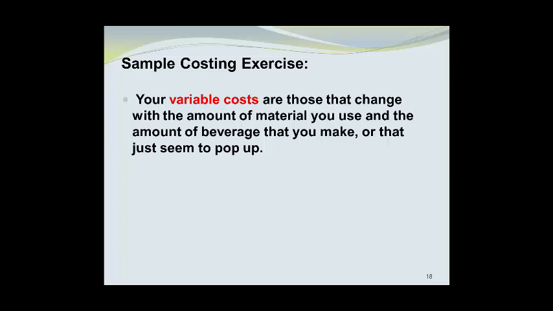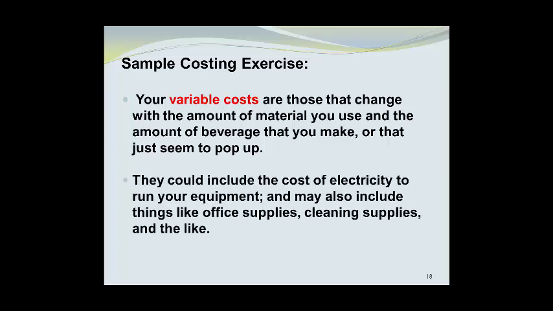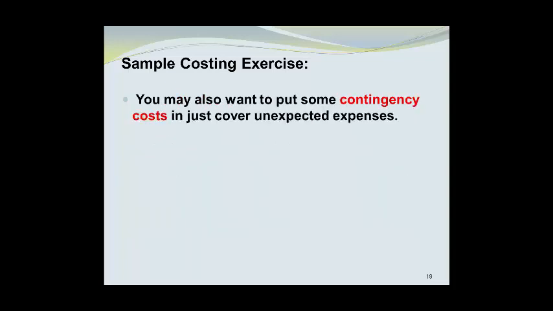Your variable costs are those that change with the amount of material that you use and the amount of beverage that you make, or that just seem to pop up. They could include the cost of electricity to run your equipment, and may also include things like office supplies, cleaning supplies, and the like. You may also want to include telephone expenses in here as variable costs, if that is part of the cost of doing business.